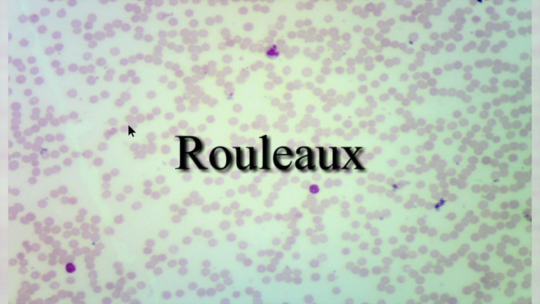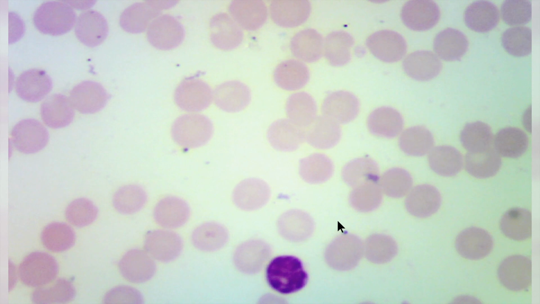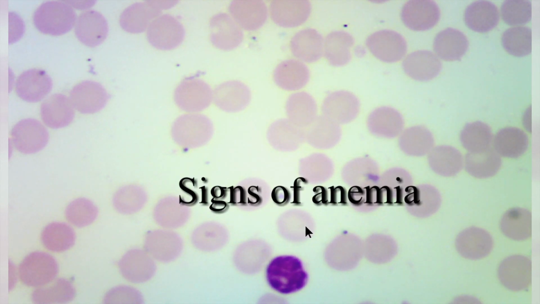I would say perhaps 1+, and the number of white blood cells appear to be normal. This range probably is going to be normal range. When we go to higher power, we note that there may be perhaps some anemia, slight amount of anemia.